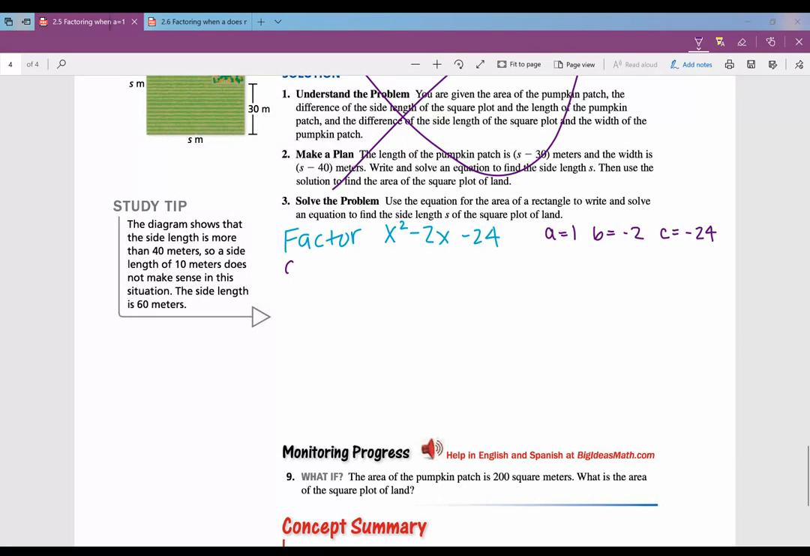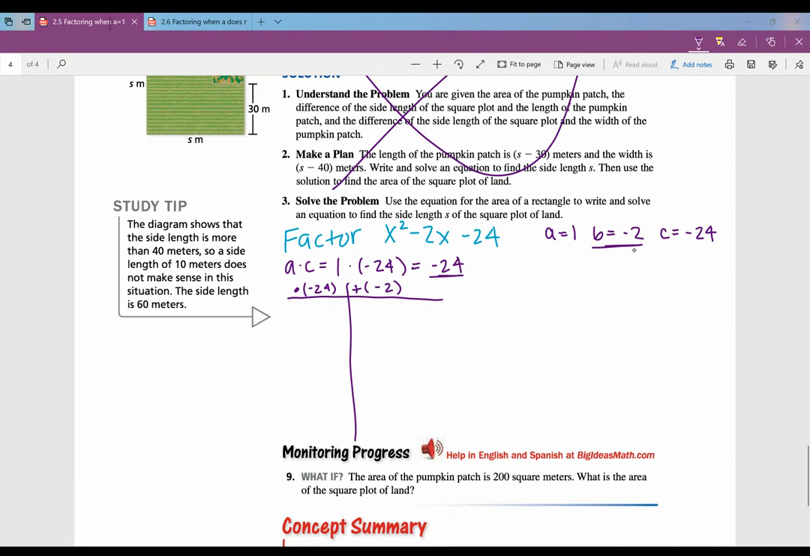If we do a times c, that means we're doing 1 times negative 24. And what's 1 times negative 24? Negative 24. So that's our AC. So we need two factors that multiply to negative 24 and add to negative 2. Right? That's our B value, negative 2.